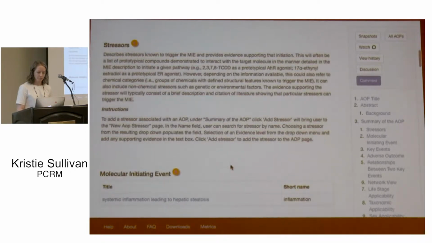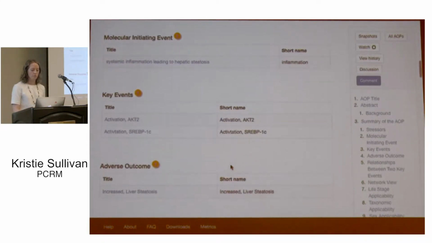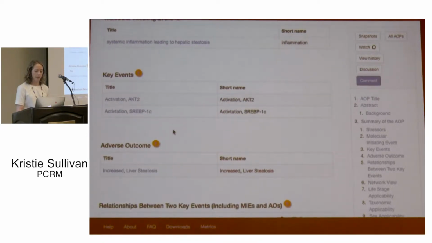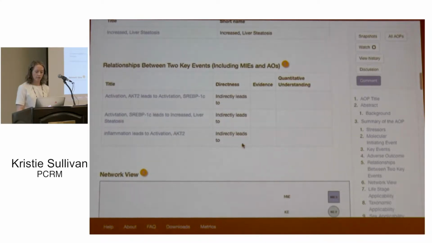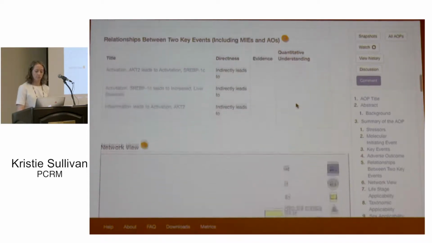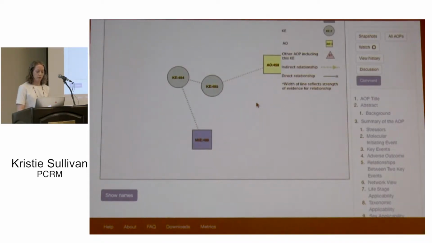Some background. But you can see if you come all the way down to the sort of tabled components, you have a molecular initiating event, you have some key events, and an adverse outcome. Now those can be joined, and it looks like it's an incomplete AOP. They can be joined in key event relationships. And there's sort of a basic network view. The system automatically creates this depending on the information that you enter.